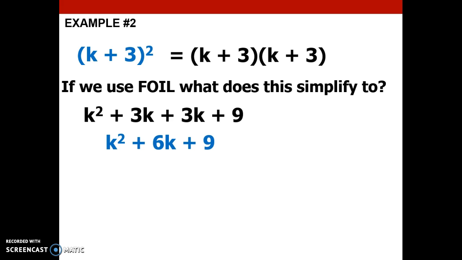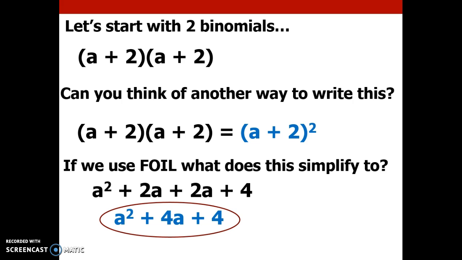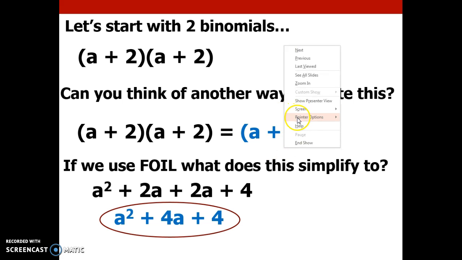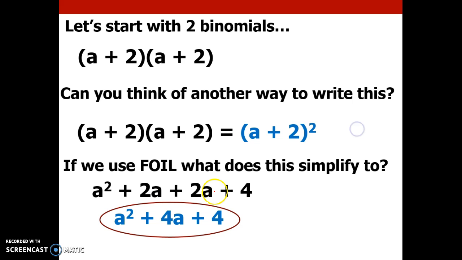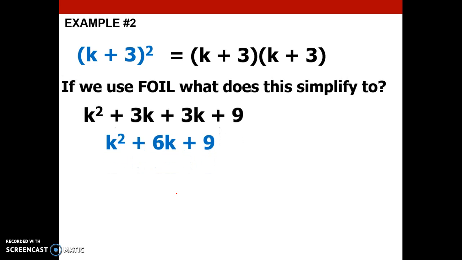Did you notice a pattern? If you didn't, let's go back and look at the previous slide. When I did A plus 2 times A plus 2, I ended up with this right here, A squared plus 4A plus 4. That was A plus 2 times A plus 2. If I go to the next slide here, when I did K plus 3 times K plus 3, I got K squared plus 6K plus 9.